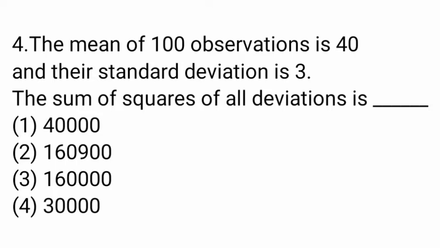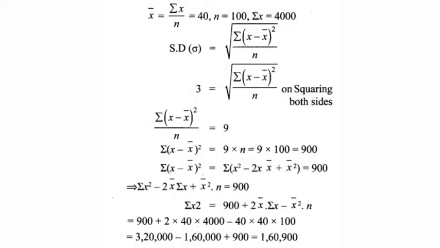Sum of the square of all deviations means that we find summation x square. What is the given value? X bar equal to 40. X bar means summation x by n, that equals 40. Sigma standard deviation equal to 3. Then we have to write the standard deviation formula: summation x square divided by n minus summation x by n the whole square. X bar equal to summation x by n, that equals 40, n equal to 100, summation x equal to 4000.